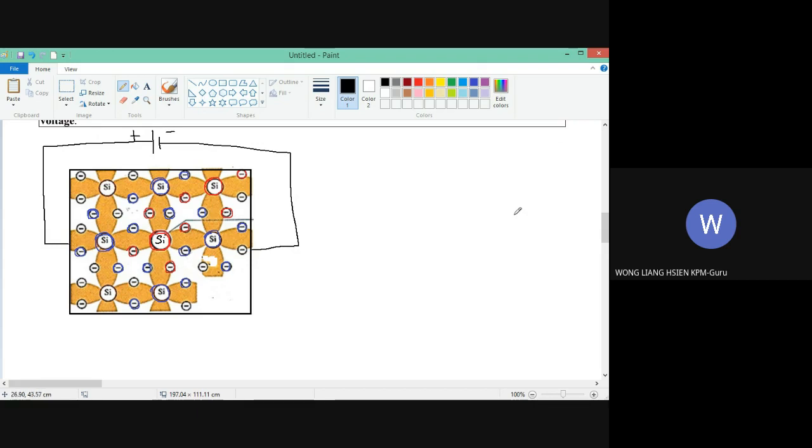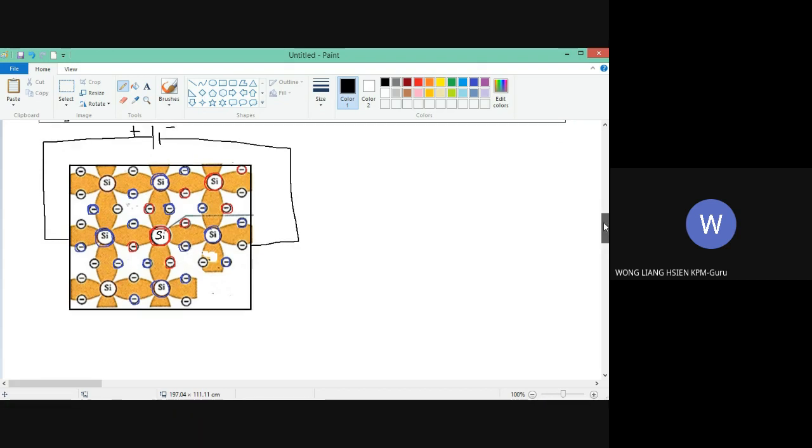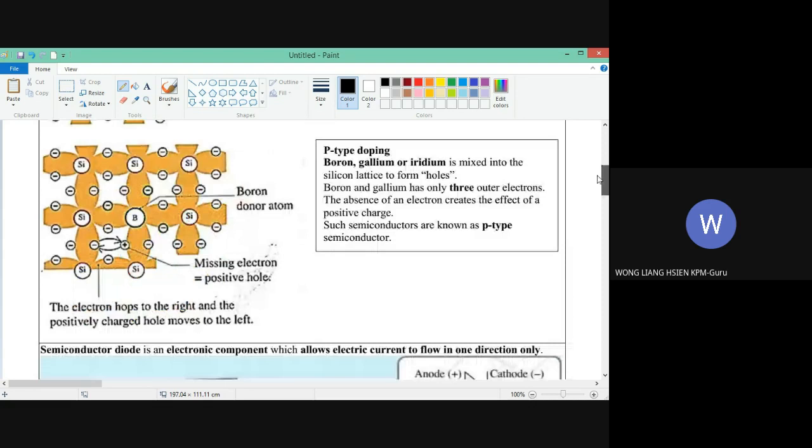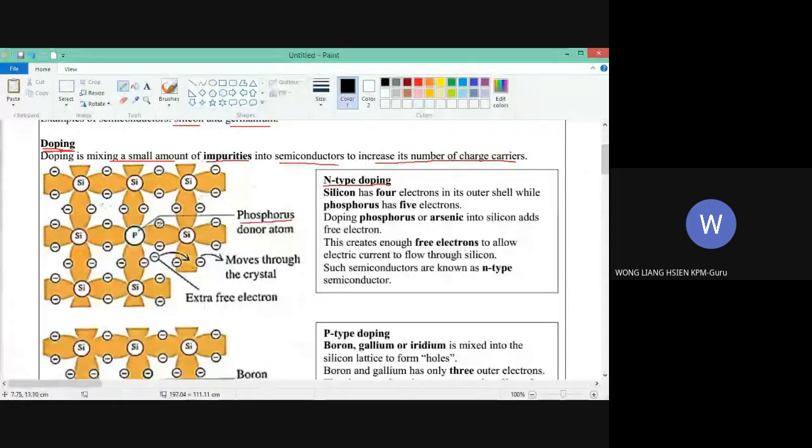However, if we dope the silicon with phosphorus atoms, phosphorus has 5 valence electrons. So what happened? Let's say that this phosphorus is red color. So these are the phosphorus electrons.